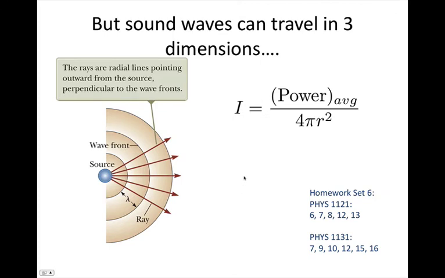Now, usually sound waves are traveling out through three-dimensional space, and they're traveling at the same velocity in each direction, and so they end up being spread over the surface area of a sphere. So generally, in this intensity formula, the area that we're considering is 4 pi r squared, the surface area of the sphere.